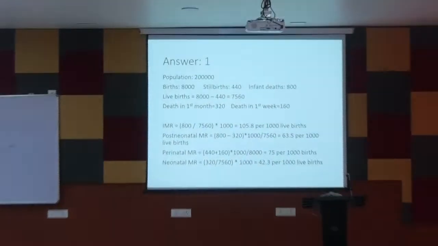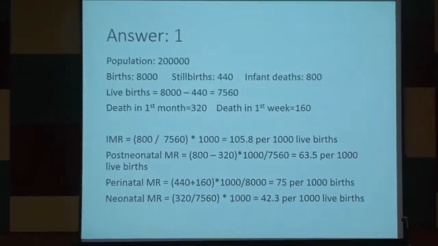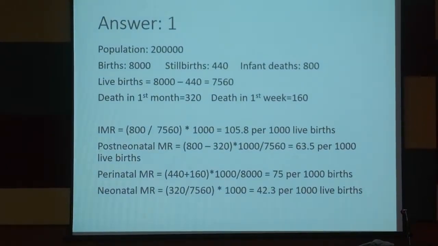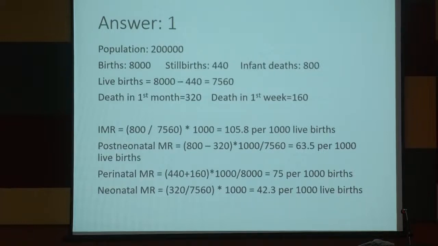Next comes post-neonatal mortality rate. What does post-neonatal mortality mean? Those who have died from 28 days to 1 year of life. The neonatal period lasts up to 28 days, then comes the post-neonatal period of the infant's life. So we have to take into account those who died in the span from 28 days to 1 year. So 800 minus those who died in the first month, that is 320, divided by 7560, number of live births. So post neonatal mortality rate is 63.5 per 1000 live births.